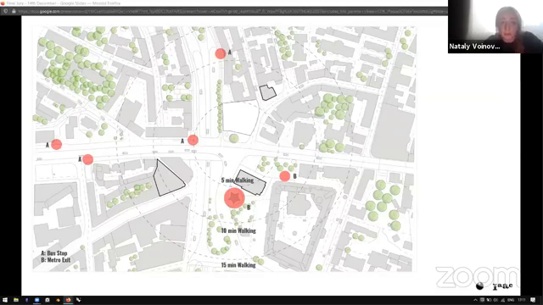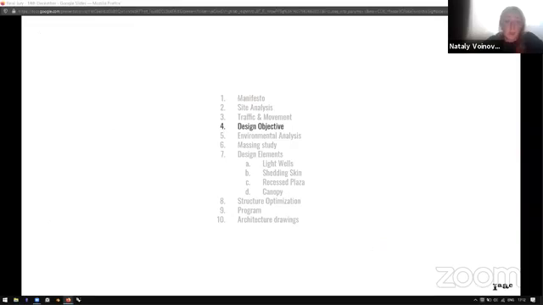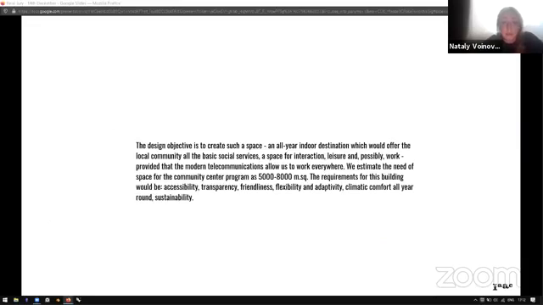Before the project site became an endless construction spot, locals used to cut the angle through it, and the facilitation of the pedestrian circulation is an important domain of the community. Design objective: the design objective is to create an all-year indoor destination which would offer the local community all the basic social services, a space for interaction, leisure, and possibly work, provided that modern telecommunications allow us to work everywhere. We estimate the need for the community center program at around 5,800 square meters.